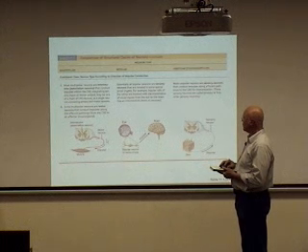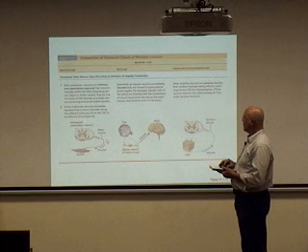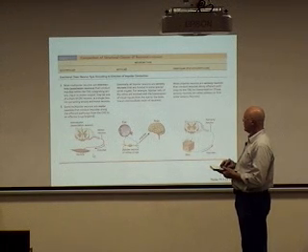And then finally, here's a motor neuron. And a motor neuron, again, it's a neuron that's carrying information out from the central nervous system out to an effector, such as a muscle.